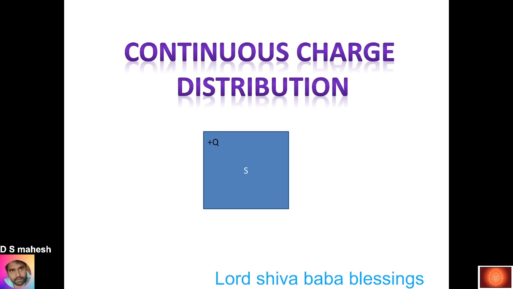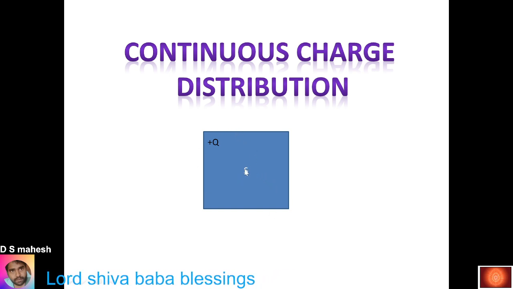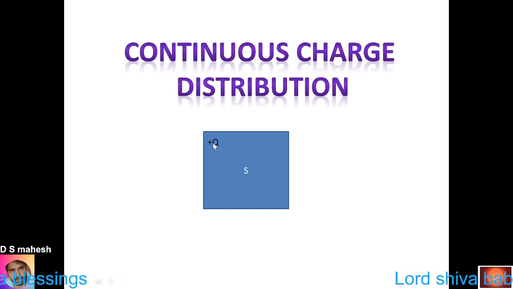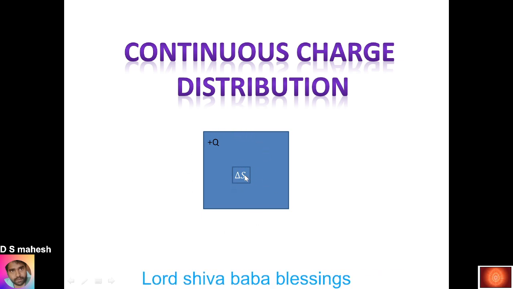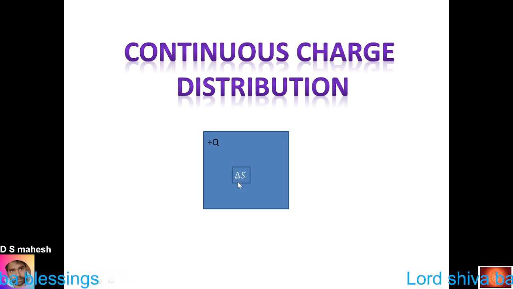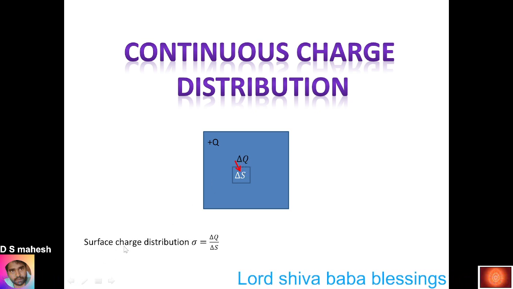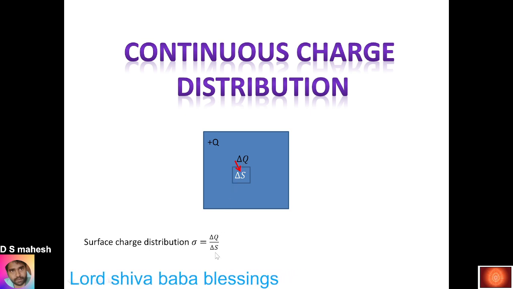Let's first consider continuous charge distribution over a surface. The surface area is S, and the total charge when we add up gives the value plus q. We first take a small surface out of this entire surface and call it delta S. The charge present on this small surface is delta Q, and we call this the surface charge density, sigma, which is given by delta Q divided by delta S.